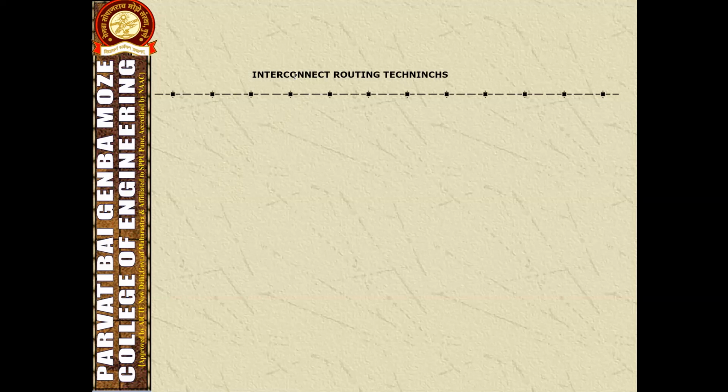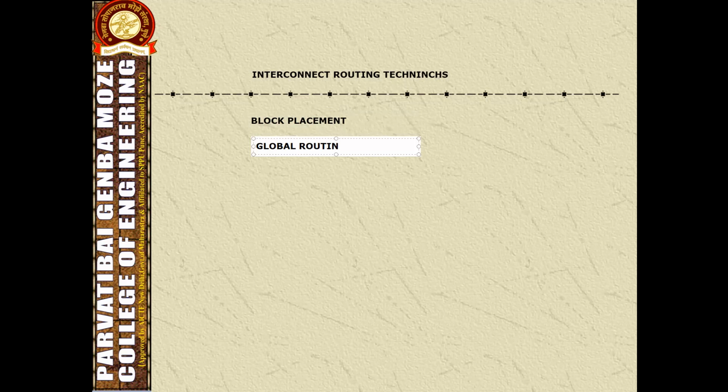First one is block placement. Second one is global routing. And third one is detailed routing.